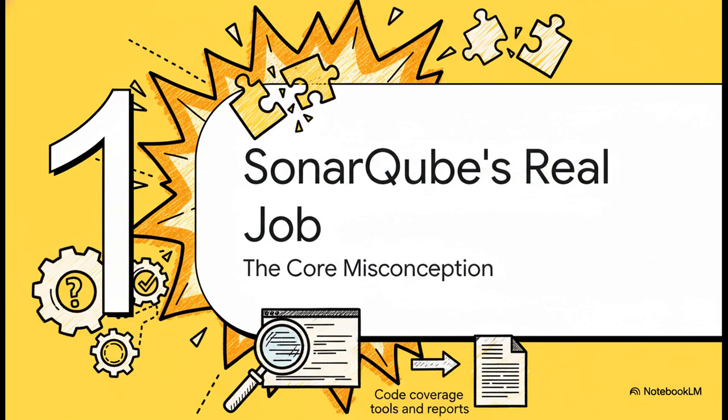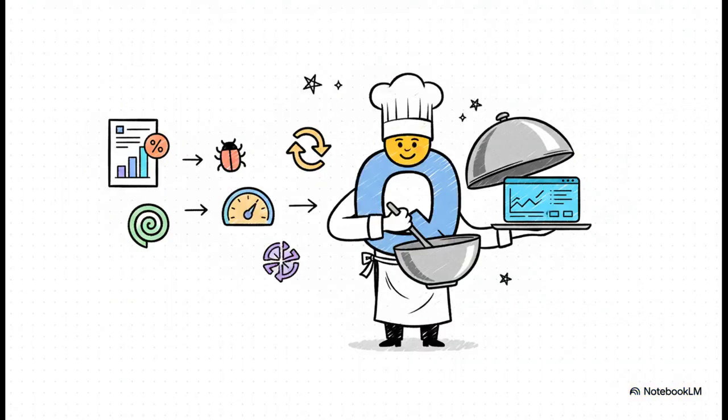Okay, let's get right to the heart of it. The number one reason your coverage is missing is probably because you're expecting SonarQube to do something it was never designed to do. So we've got to bust a major myth about its role in your toolchain. Here's the best way to think about it. SonarQube is like a master chef in a fancy kitchen. The chef takes amazing ingredients from all these different suppliers, the farmers, the butchers, and then combines them to create a masterpiece. The chef doesn't go out and grow the vegetables themselves. In the same way, SonarQube consumes and analyzes reports from other tools. It doesn't actually generate those reports on its own.